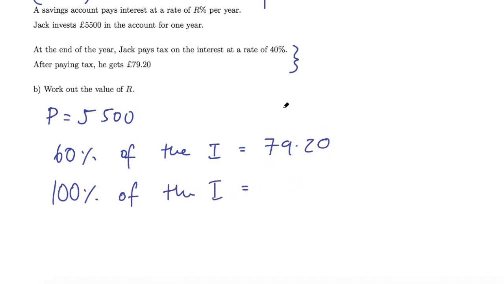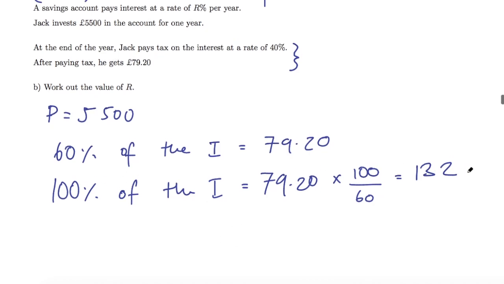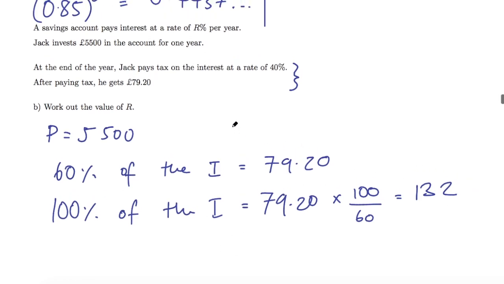will equal 60% divided by 60 to give 1% and then multiplied by 100. Another way to write that is to take that 60%, multiply it by 100 over 60, and that gives you the 100%. And if you do that calculation, you get £132. So we know that interest equals £132 on this investment.